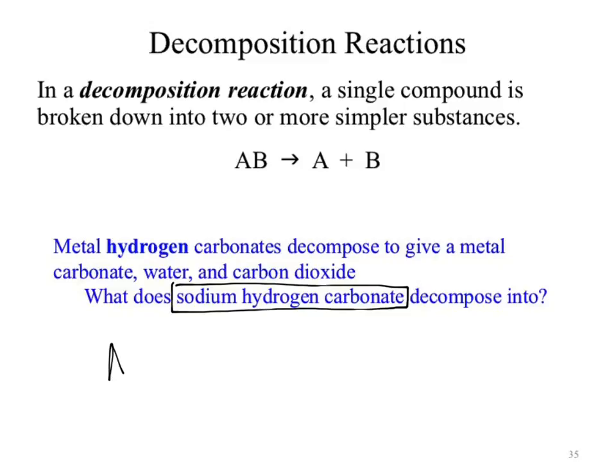So this needs to be Na for sodium, H for hydrogen, carbonate is CO3. Is that formula correct? What is the charge on carbonate? -2. Charge on hydrogen? +1. Charge on sodium? +1. Look at that. It's balanced. Decomposes into. There's our reaction arrow.